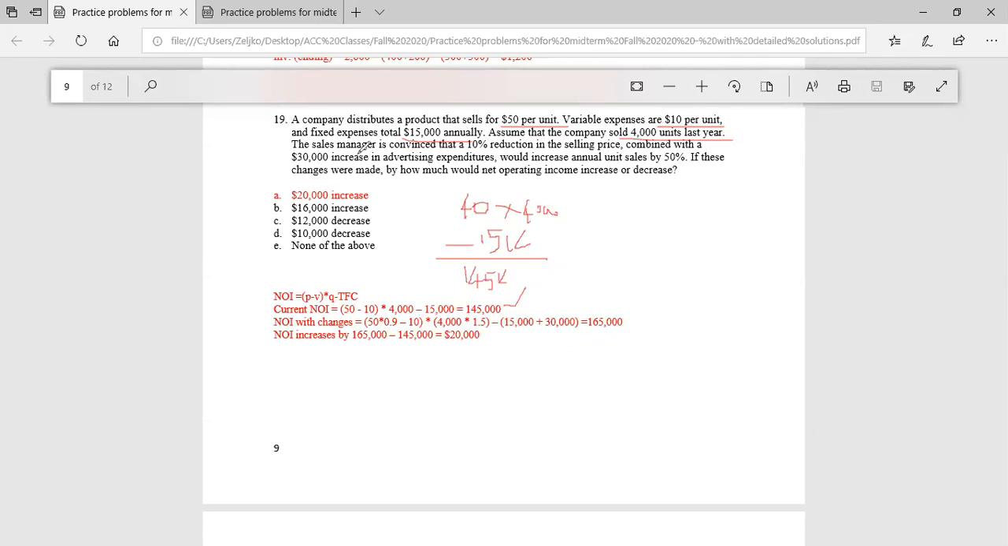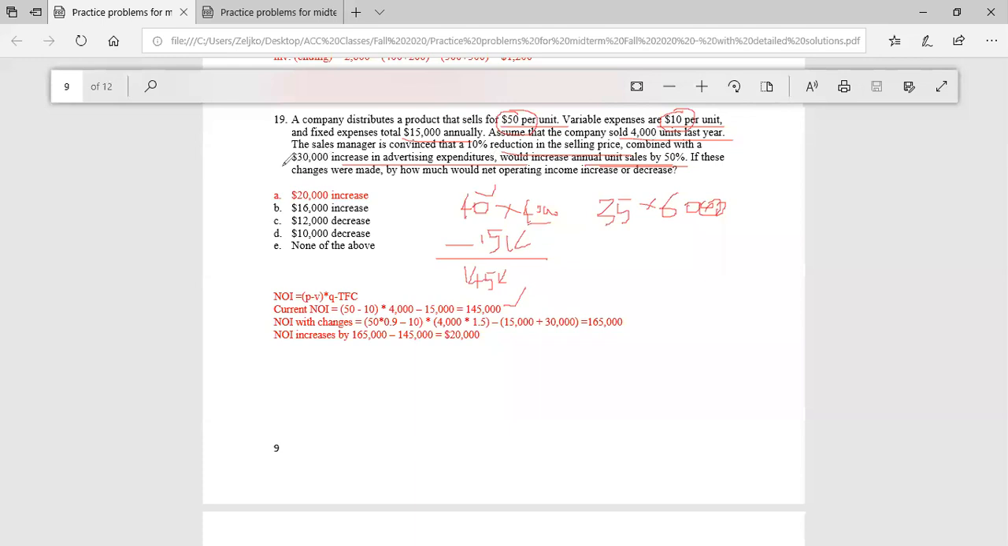Now, this is a similar problem to the earlier one: if they reduce price by 10% and increase advertising by 30, we had the same example in our lectures, and increase unit sales by 50%, what would happen? Well, in this case, we decrease price by 10%, meaning now our price is 45. Not 50, but 45. Our variable costs are staying the same. We are not told anything about this. So now 45 minus 10 is 35. So now we have 35 here, not 40. But we also don't have 4,000. We actually have 6,000. Why? Because the unit sales increased by 50%.